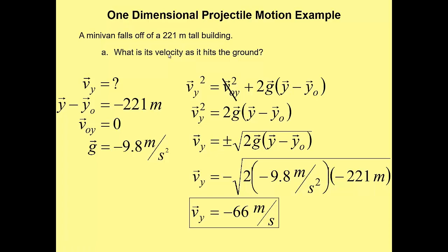If it's a multiple choice question, of course, you can tell by the answers whether or not they want the positive or the negative. But technically, if they say velocity, that is a vector quantity, and it needs a direction. You either need to say negative 66, or you'd have to say 66 meters per second downward.